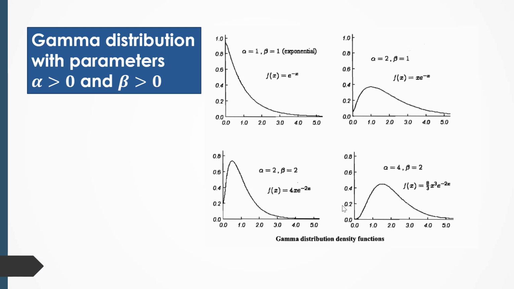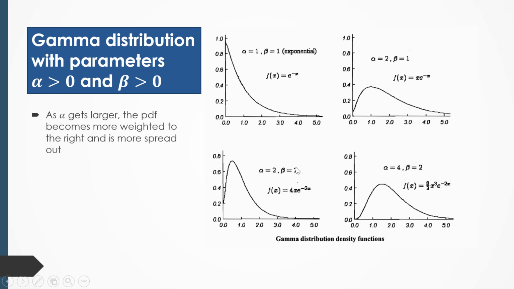And here's how the PDF and CDF of the function look. Let's look at the first two pictures, where beta is kept fixed at 1. In both pictures beta is 1; in the first picture alpha is 1, and in the second picture alpha is 2. When alpha gets larger, you see that we have more weight to the right. That means the PDF becomes more weighted to the right and is more spread out.